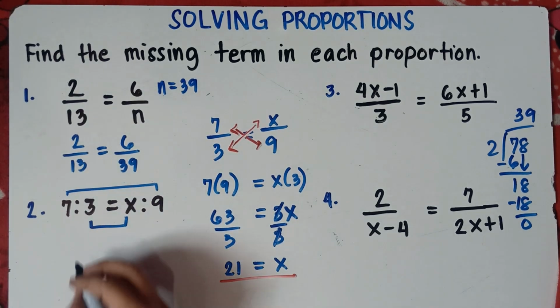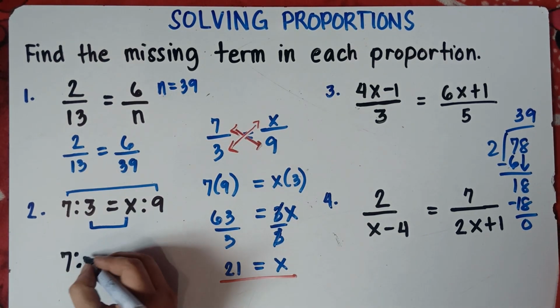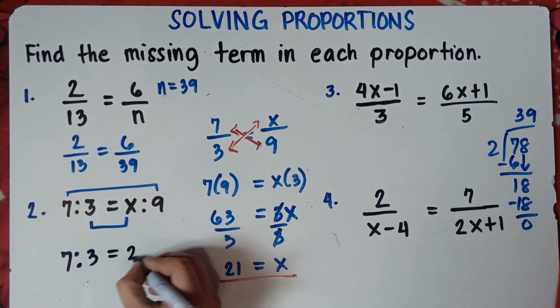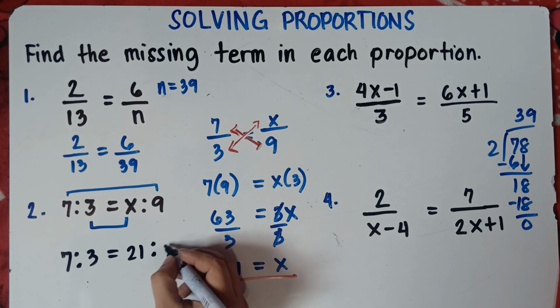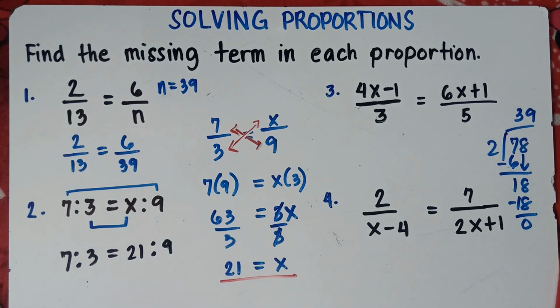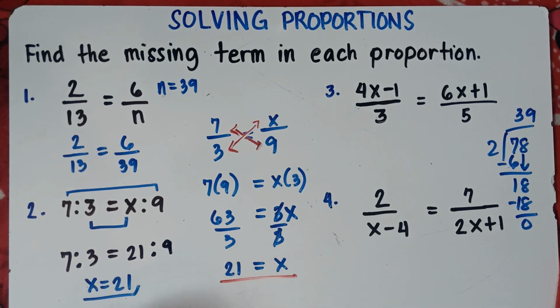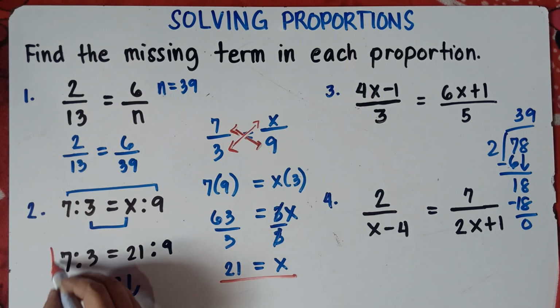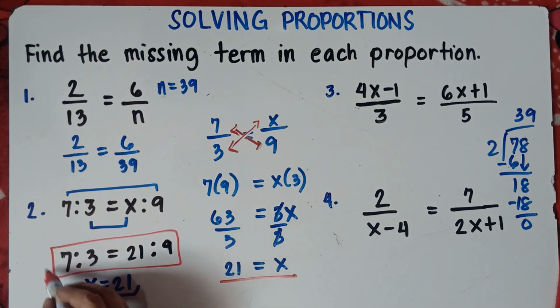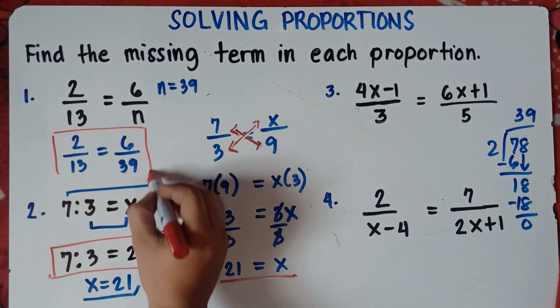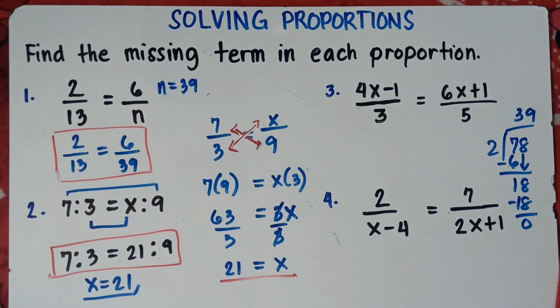This will be 7 is to 3 equals 21 is to 9. That's it, class. That's the answer for number 2. Our x is equal to 21. And this will be the complete equation. Alright, and for number 1, this is the complete equation for number 1.